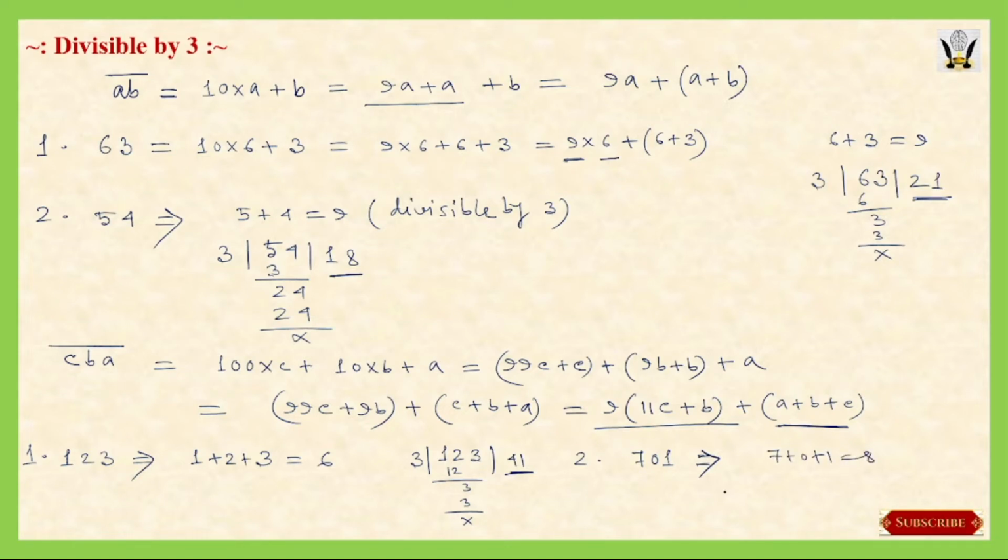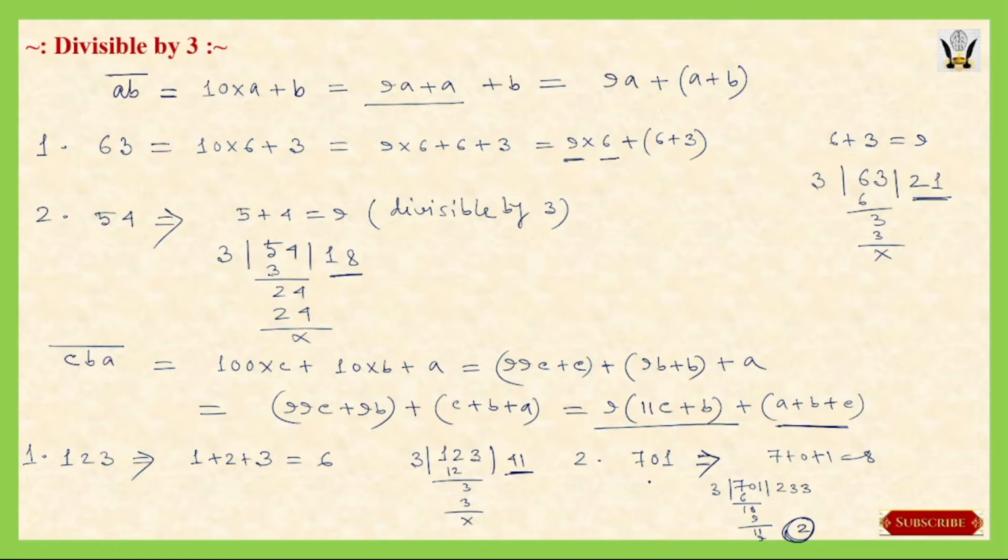8 is not divisible by 3. Now if we separately divide 701 by 3, then 3 sixes are 18, then 1 0, then 3 threes are 9, then 1 1, and 3 threes are 9. So here we will have remainder 2. That means 701 is not divisible by 3, and from this logic also we have obtained 8, which is not divisible by 3.